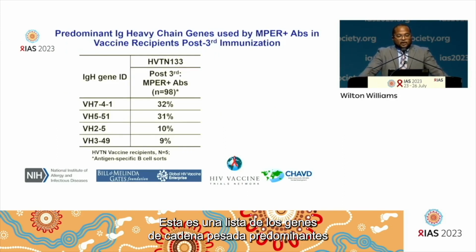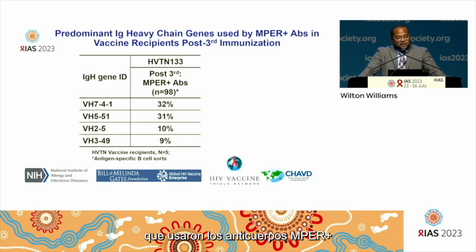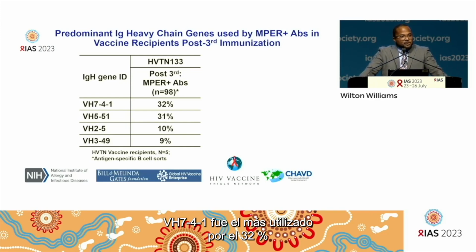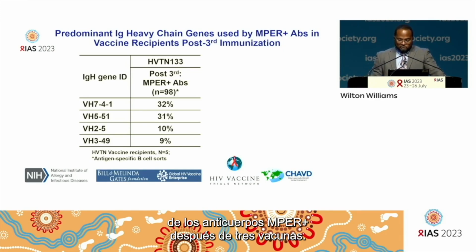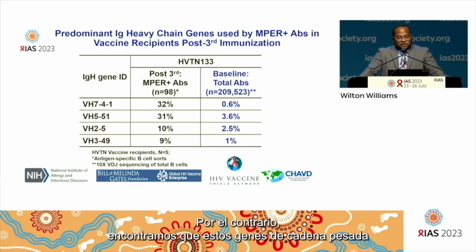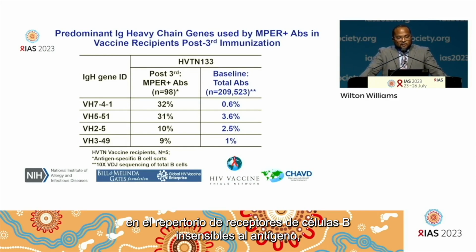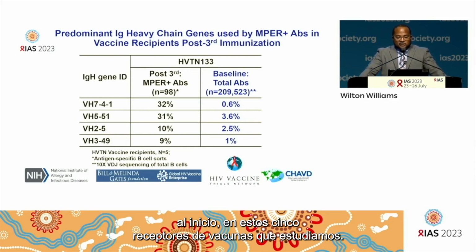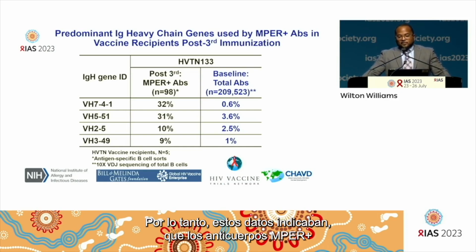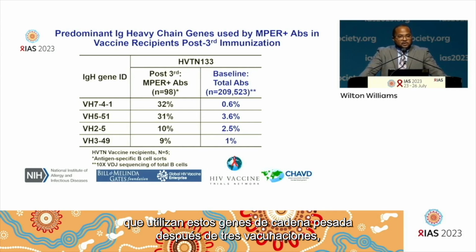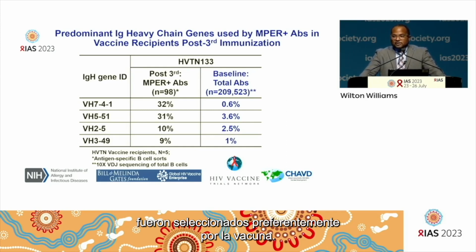This is a list of the predominant heavy chain genes that were used by the EMPER-positive antibodies in vaccine recipients post-third immunization. And as you can see, VH7-4-1 was the most frequently used, by 32% of the EMPER-positive antibodies after three immunizations. In contrast, we found that these heavy chain genes were used at substantially lower frequencies in the antigen-unbiased B-cell receptor repertoire at baseline in these 5 vaccine recipients that we studied. Therefore, these data suggested that the EMPER-positive antibodies that use these heavy chain genes after 3 immunizations were preferentially selected by the vaccine.